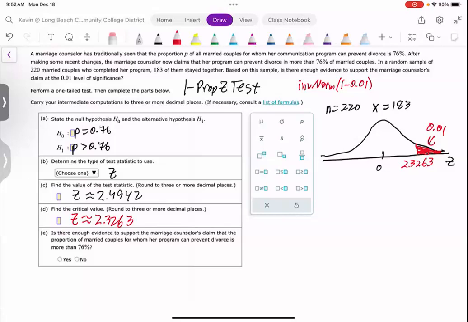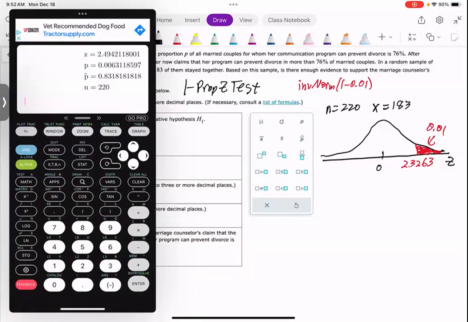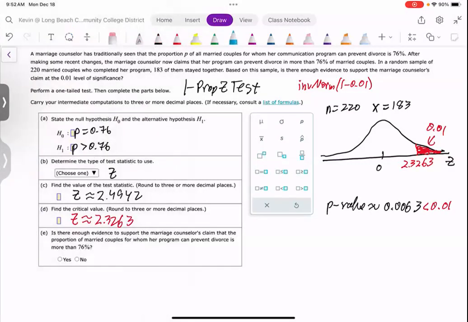And I want to point out that the p-value is about 0.0063, which is less than our alpha. And we can see that this is just slightly in the rejection zone there. So both the p-value and the test statistic and critical value are going to give us that we are going to reject the null hypothesis.